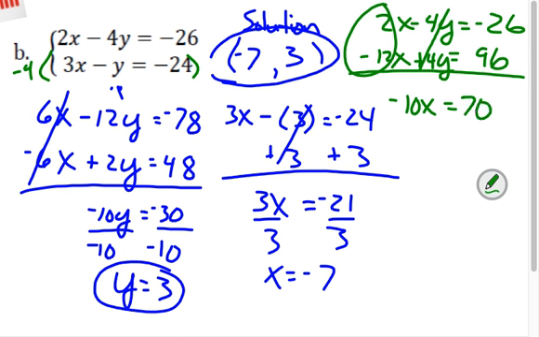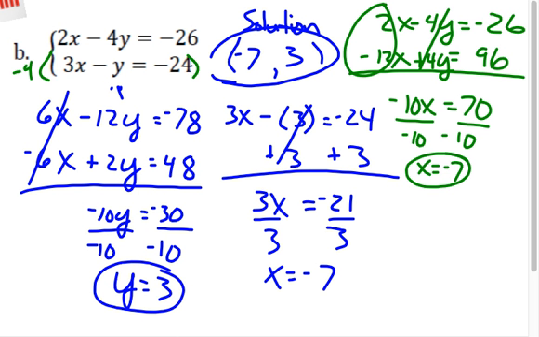So solving this, dividing both sides by -10, x equals -7. So you could have solved it that way also. I'm just showing you the two different ways when using elimination. Sometimes you have to multiply one equation by something, sometimes you have to multiply both equations. But whatever works best for you.